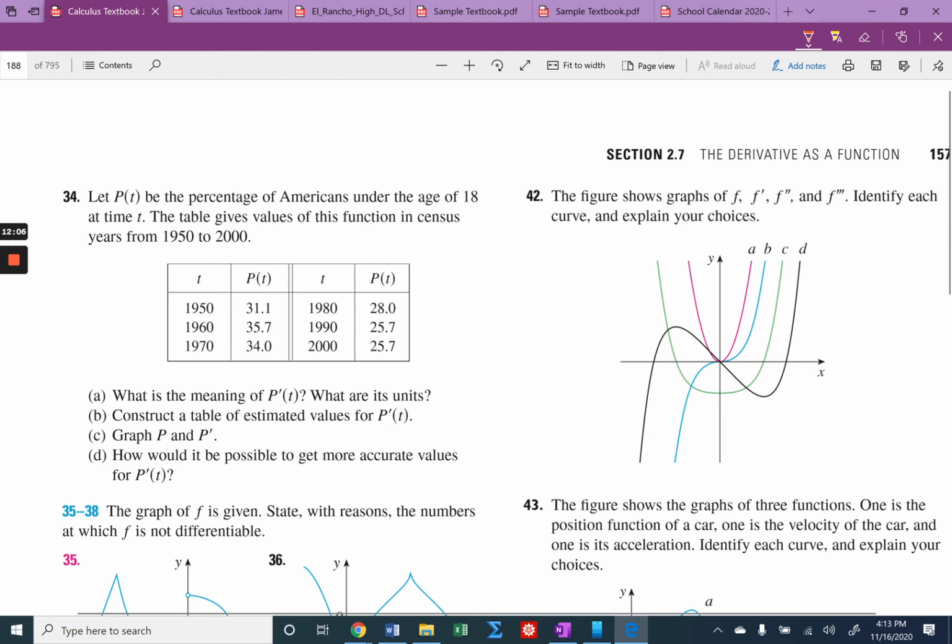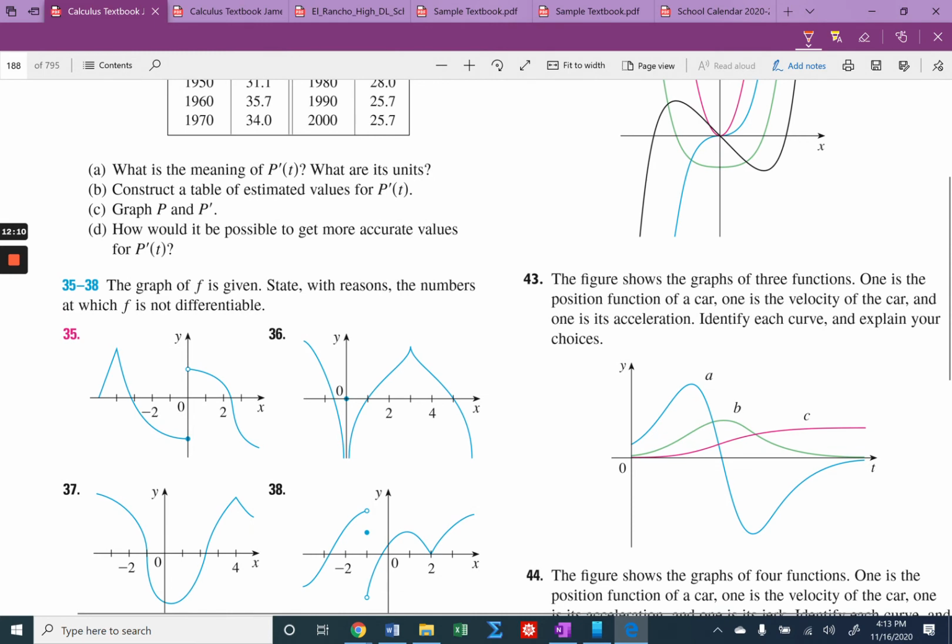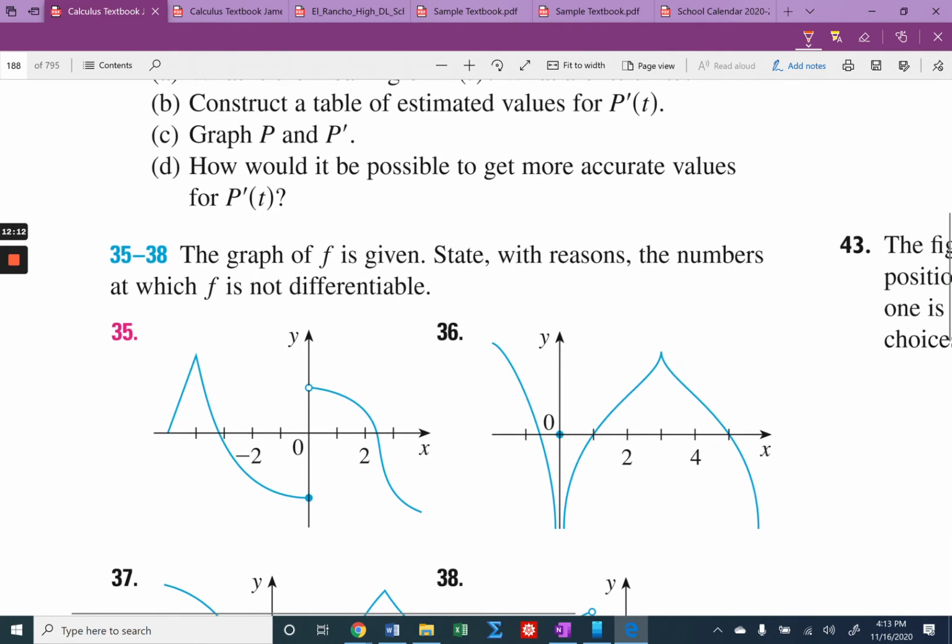35 is next. State with reason the numbers at which f is not differentiable. Well, the endpoints of closed intervals, as I was just talking about. So whatever value that is and whatever value that is, you can include those if you'd like.